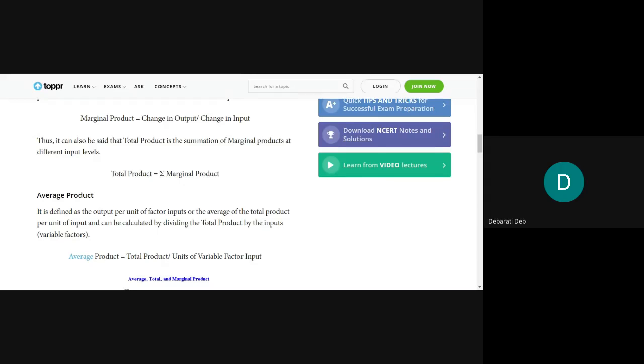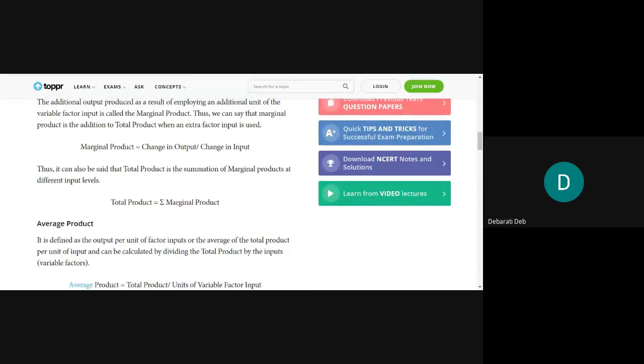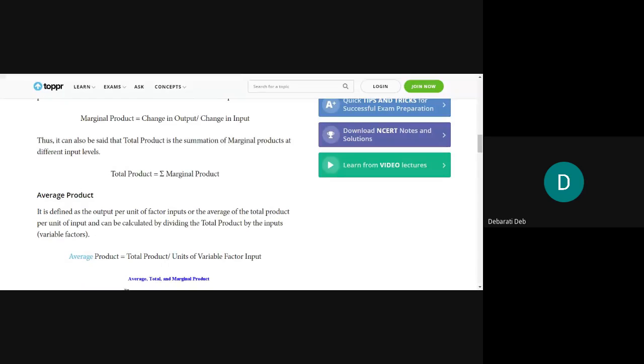Okay, so two formulas. One is marginal product can be written as change in output divided by change in input. And the total product can also be written as a summation. This sign that looks like an E is known as summation, big sigma. This sign means big sigma. This can be written in place of a summation.